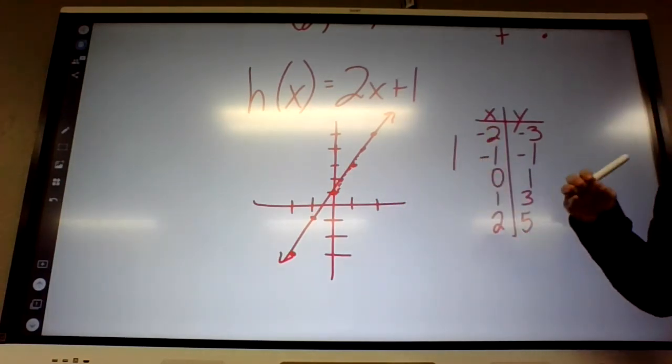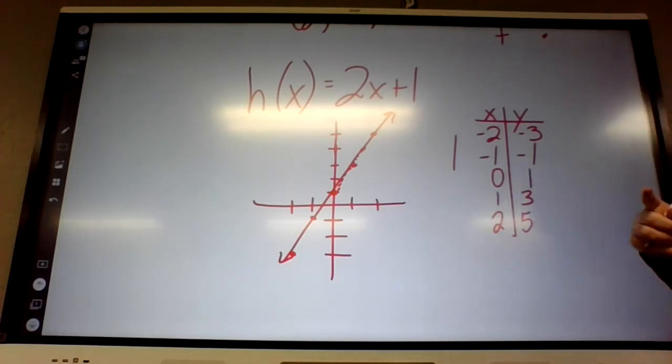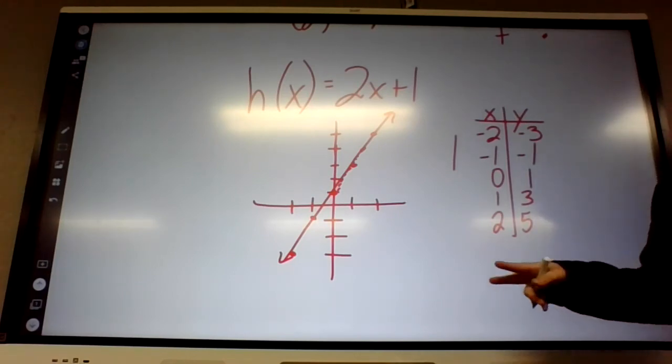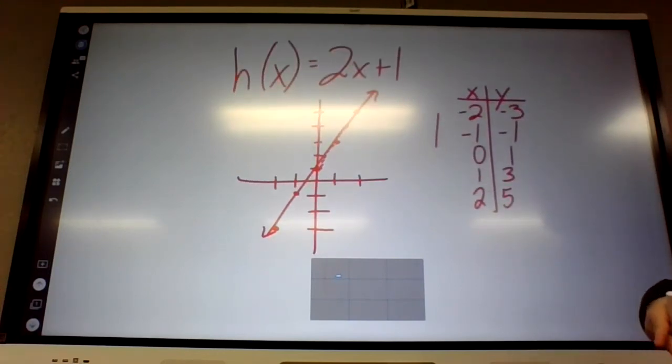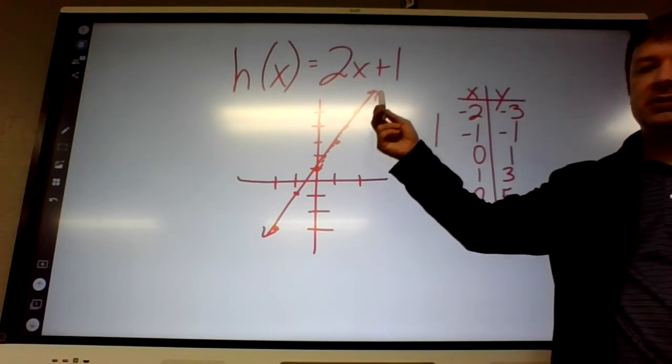But what about the other one? How come you couldn't find it? On the other one, they gave us a limited domain of just 3 x values. So it's only shown as those 3 points. If they did not limit our domain to those 3 x values, we would have drawn a line. And why did I draw arrows on the end of my line? Because it goes forever.